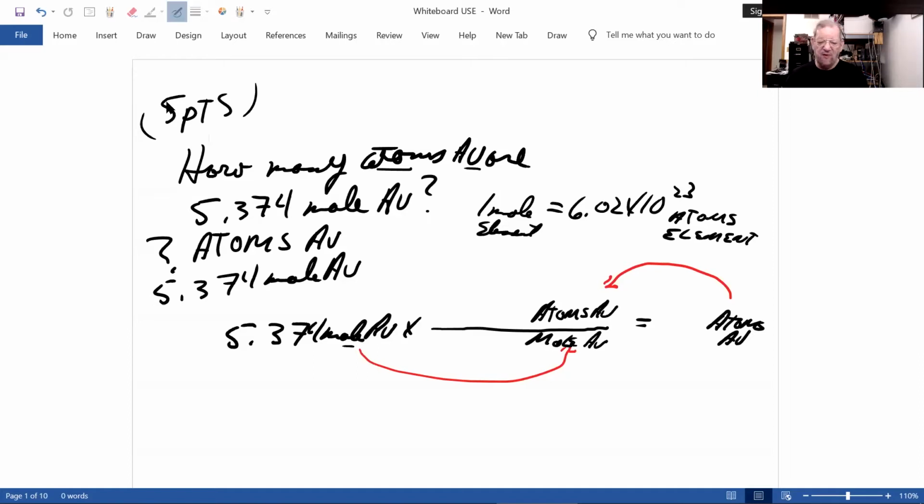Therefore, remember, A equals B, two ratios, A over B or B over A. I can put on top atoms of gold. I'll put Avogadro's number, 6.02 times 10 to the 23rd. And underneath, I know 1 mole equals Avogadro's number. Now, remember, 1 is an exact number.